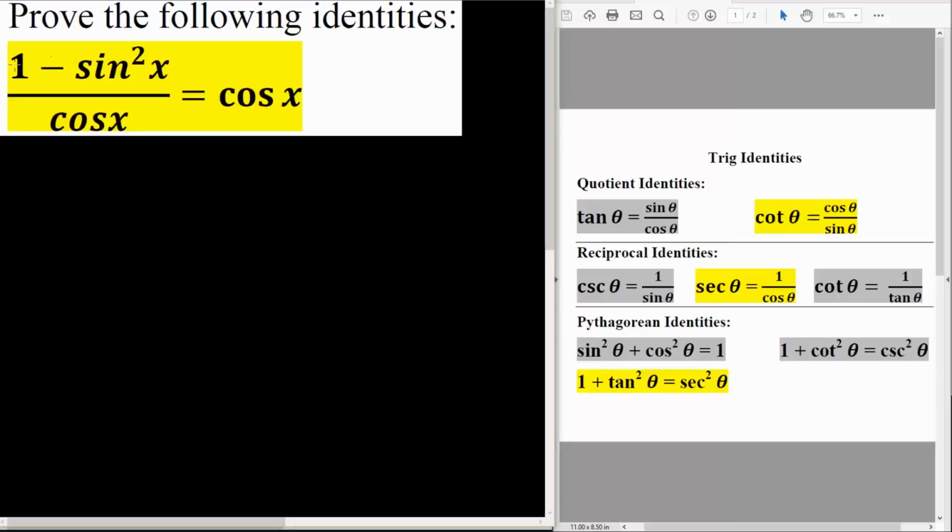So now for the second problem. The second problem is this: 1 minus sine squared x divided by cosine x is equal to cosine x. So let's get started for this one. We'll do the exact same approach. We will make this equal to cosine x.